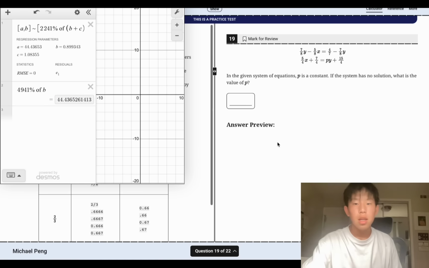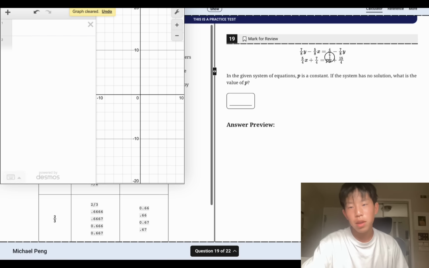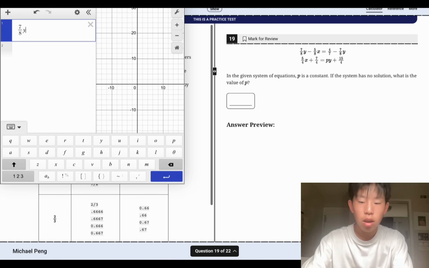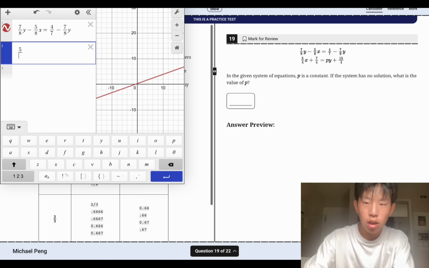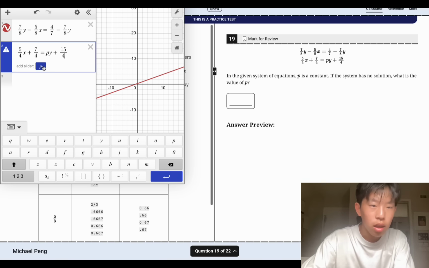Next question. This one is asking for the value of P if there's no solution. An easy way to do this is just writing 7 over 8y minus 5 over 8x equals 4 over 7 minus 7 over 8y. Then you're going to write the other equation down, and then add a slider.